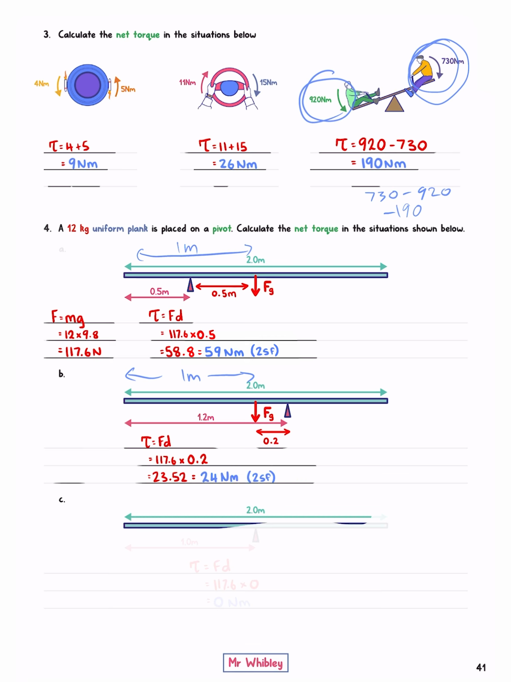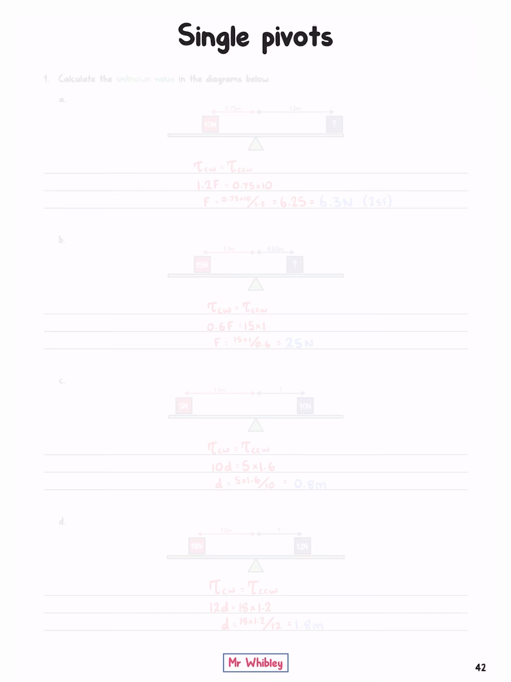And once again we have the same plank. However, now our pivot is placed in the middle, 1 meter from the end. In this case, if we go torque is equal to force times distance, although there is still a gravitational force, because it acts at the pivot, its distance from the pivot is 0, and therefore the torque that it exerts is also 0.